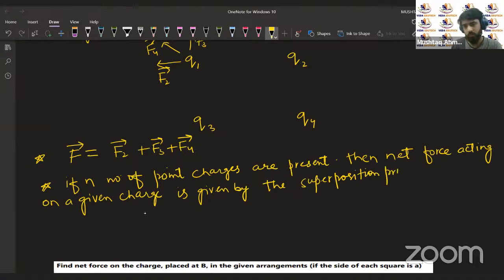That means that the net force on the charge will be given by F1 plus F2 plus F3 plus so on up to Fn.